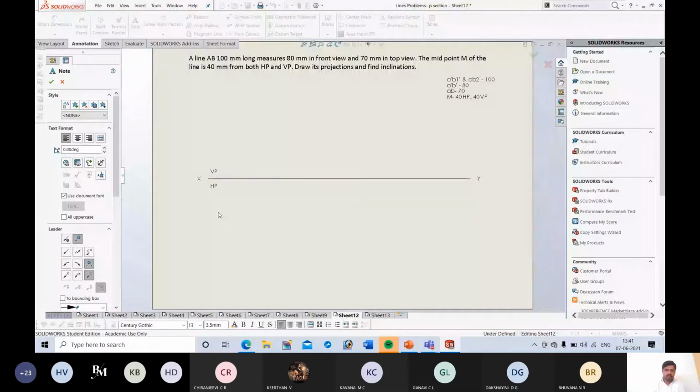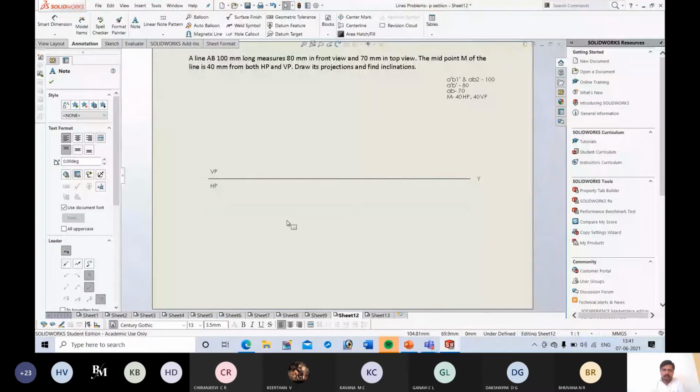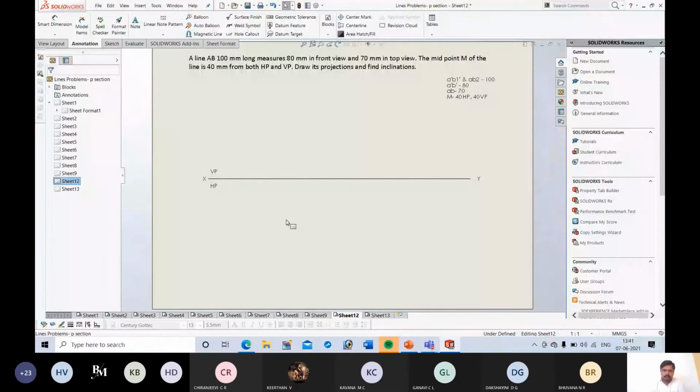Next, I should locate the midpoint, and it should be located at the center. Approximately at the center it should start. I will draw the front view and top view of the midpoint. In the midpoint problem, we consider only half portion of it. If it is A and M, I will consider A and M first, then I will extend M to B.